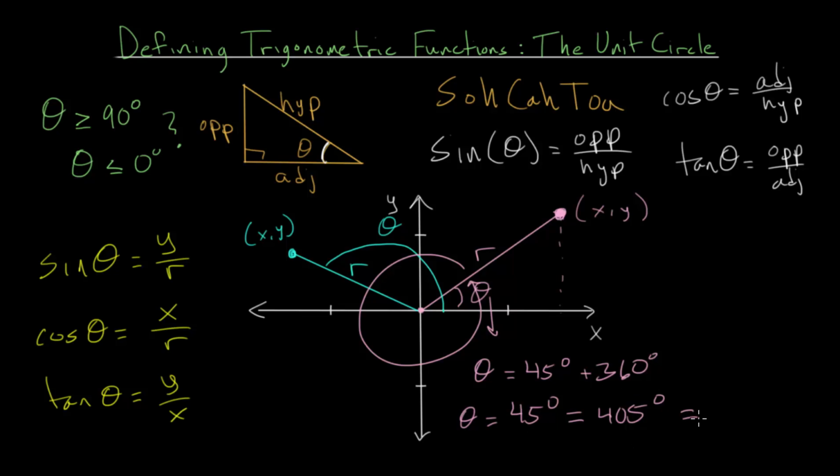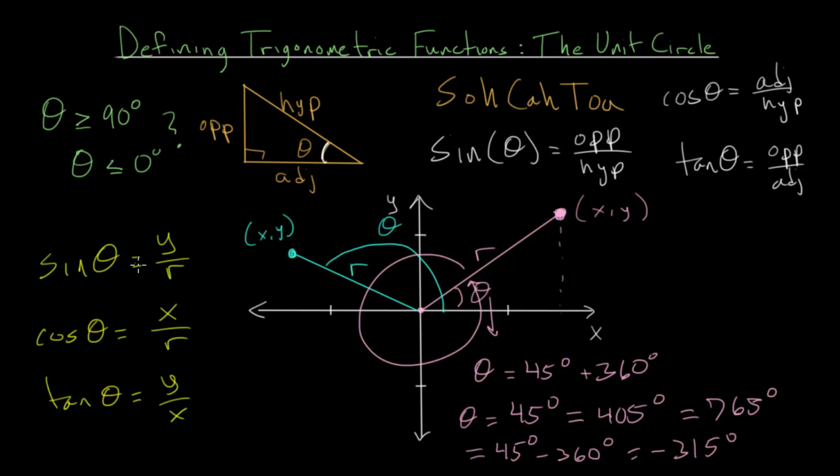In fact, we can add 360 as many times as we want. So this is also equal to 765 degrees, or we can even subtract 360. That will work as well. 45 minus 360 degrees would be minus 315 degrees. All of these angles are the exact same angle. There are infinitely many ways to represent the angle theta on this coordinate plane. So these definitions allow us to extend the trig functions to any possible real valued angle.